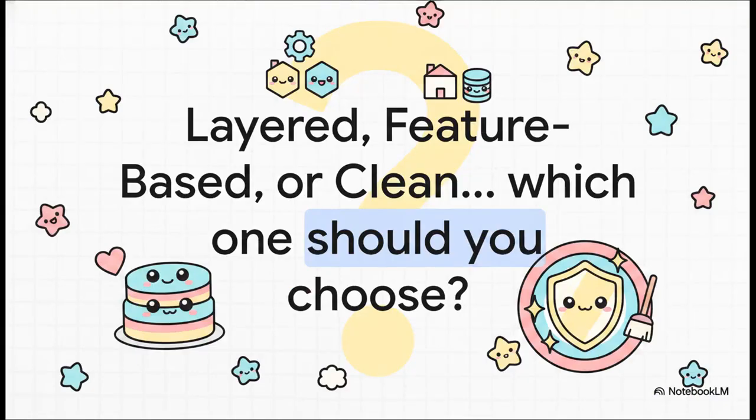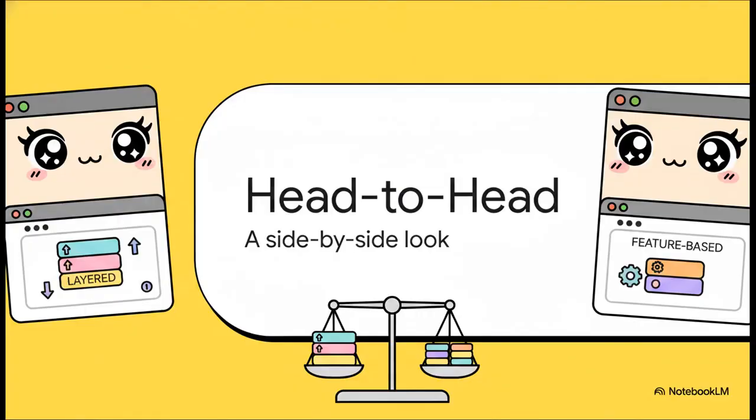Okay, so we've looked at 3 very different, very powerful approaches. We've got the simple, direct, layered approach, the organized, modular, feature-based approach, and the super disciplined, robust, clean architecture. So the big question is, which one is actually right for you? Well, let's put them head to head. There's really no single best answer because everything in engineering is all about trade-offs. So let's break them down.